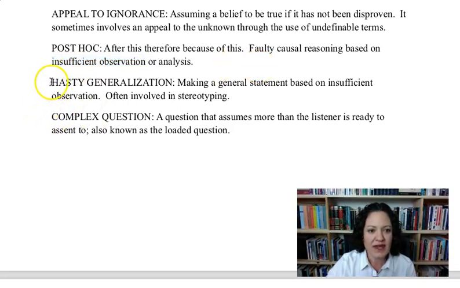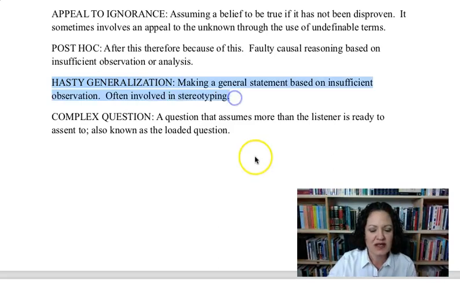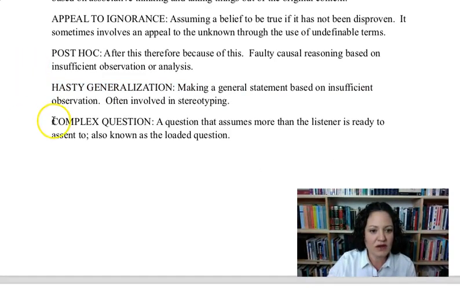Okay? Hasty generalization. All right, this one is making a general statement based on insufficient observation, often involved in stereotyping. Notice it's a general statement based on insufficient observation again. Making claims about a group of people where you haven't observed enough of them to make that kind of claim. And you know what stereotyping is. I'll let you think about that. I'm just going to move on because we're getting long here.